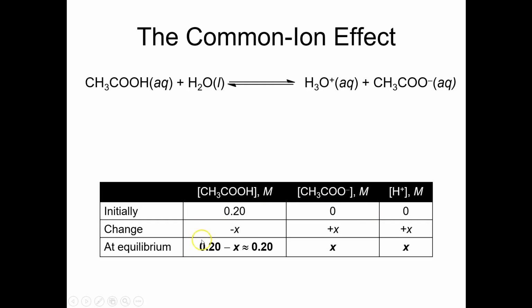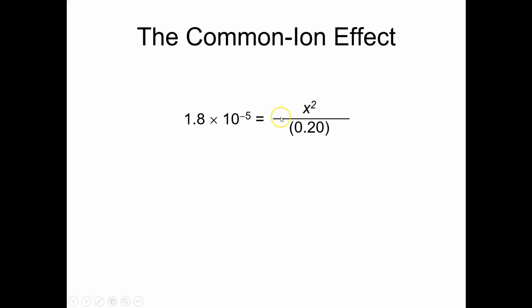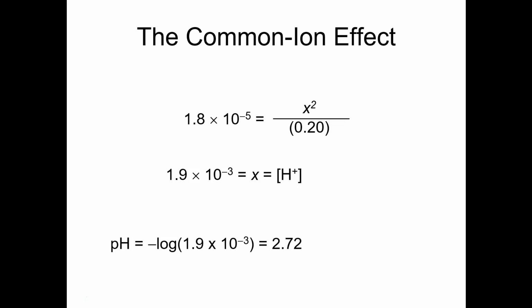And we assume that this number is going to be sufficiently small because actually in this case we would have to go back and check that the initial concentration of HA divided by the value of Ka is more than 400, but it is. And so we can ignore X and just say that at equilibrium the acetic acid concentration is 0.2. We've done these problems before. We plug those equilibrium values into the Ka expression. We solve for X. It comes out to be 1.99 times 10 to the minus 3. And that again is the H plus concentration. Therefore, the pH is the negative log of that, which is equal to 2.72.